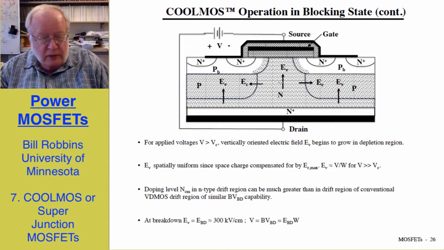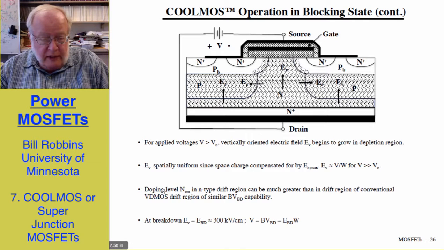The increase in voltage does not have to result in any increase in the space charge because we've completely depleted this. And so we essentially have a uniform insulator, if you like, between the drain and the source. And so now our electric field profile becomes spatially uniform in the vertical direction, with the electric field given by the applied voltage divided by W.